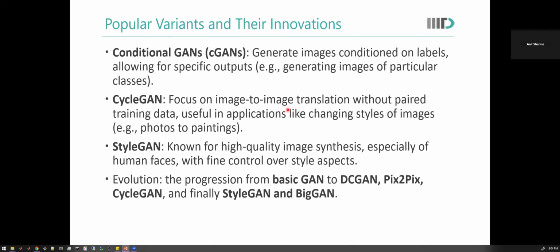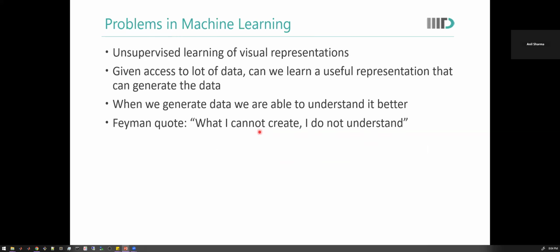So I want your attention here, and if there are any queries, please don't hesitate to comment whatever queries you have. Okay, so we'll start with the evolution of GANs.